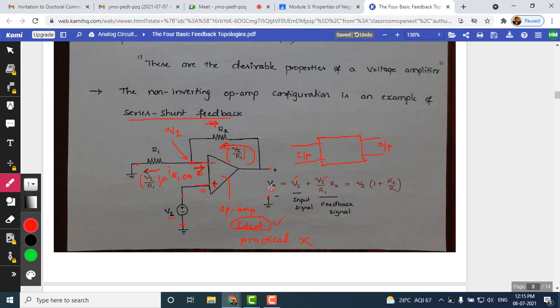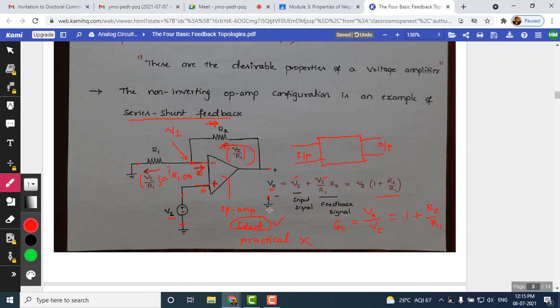So we can write this one as V naught equals Vi into 1 plus R2 by R1. This is nothing but a gain equation here. If you calculate gain as V naught by Vi, taking this Vi to the denominator, you get 1 plus R2 by R1. That is nothing but the gain of this non-inverting amplifier.